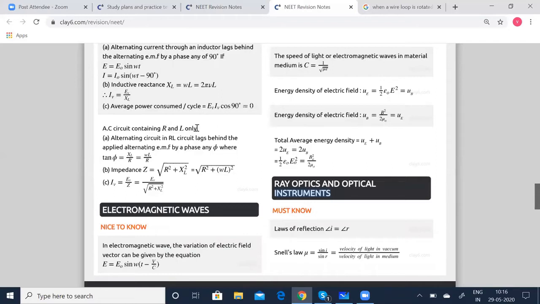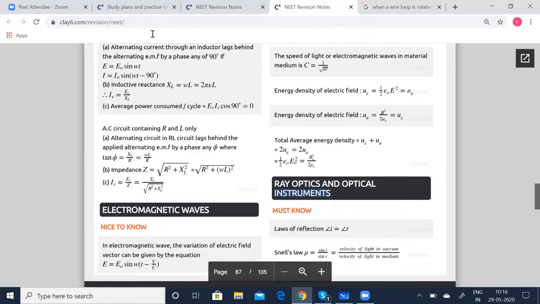And AC circuit containing resistance and inductance only. Then the alternating current in the RL circuit lags behind the applied alternating EMF by a phase angle of phi, where tan phi is equal to XL by R, which is equal to omega L by R. Impedance Z is equal to root of R squared plus XL squared, which is equal to root of R squared plus omega L the whole squared, or IV is equal to EV by Z, which is equal to EV by root of R squared plus XL squared, because it does not have a capacitance. It's just got resistance and inductance alone, so we don't consider XC here. So these are the important formulae and concepts you'll have to learn, children.